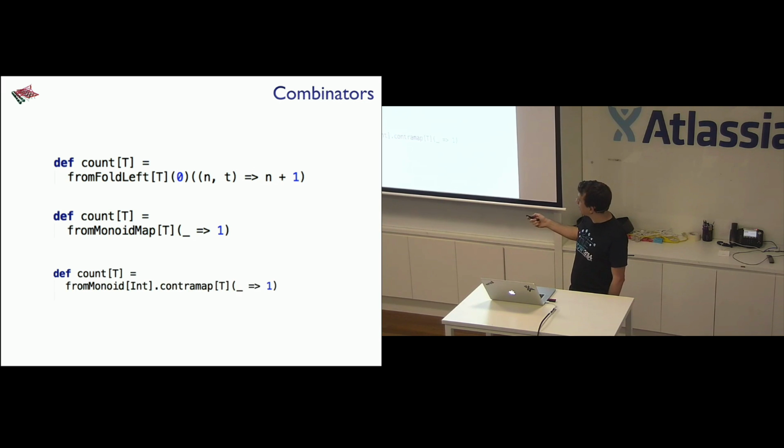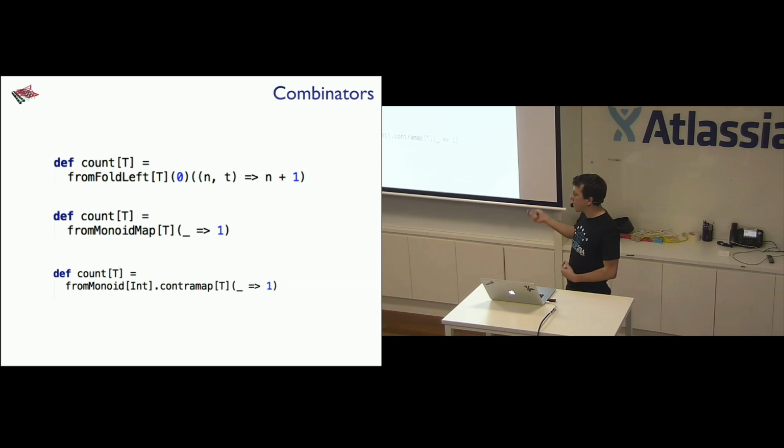Another way is to take an existing fold. So this one is an existing fold. It could be something else. But this fold is expecting some Ints, but what you have is some elements of type T. So you can contramap, which is a fancy name for adapt, the input elements, change them to something else. In that case, I don't care what the input element is. I just put 1.